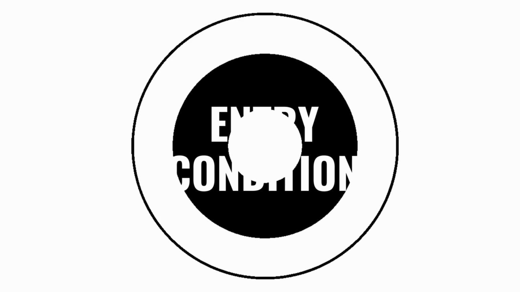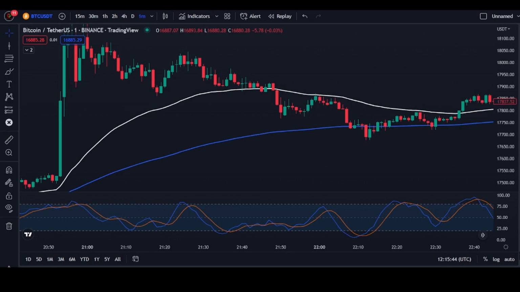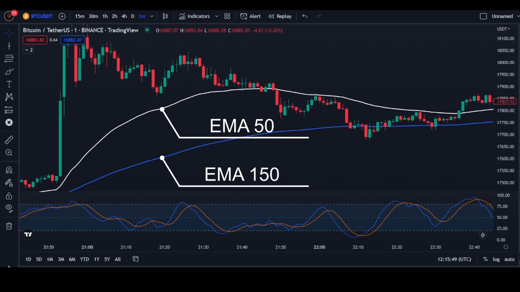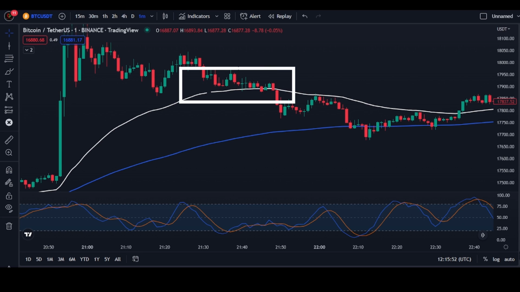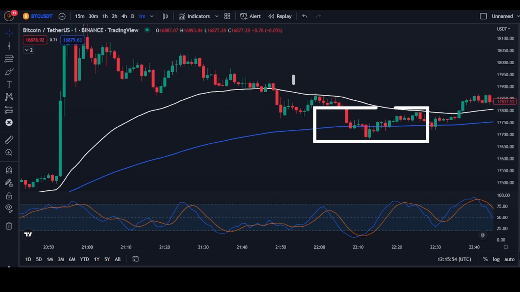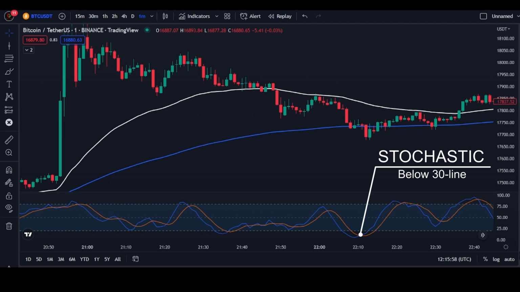All right, entry condition. Here are the conditions that need to be met before placing any position. First, the price action must be seen above the 2 moving averages. Please make sure that the moving averages are pointing in an upward direction. Second, the price should retest the EMA 50 or even EMA 150. Now observe the stochastic. For our last condition, the stochastic line should be seen below the 30 line. This means it is in an oversold area and ready for reversal.